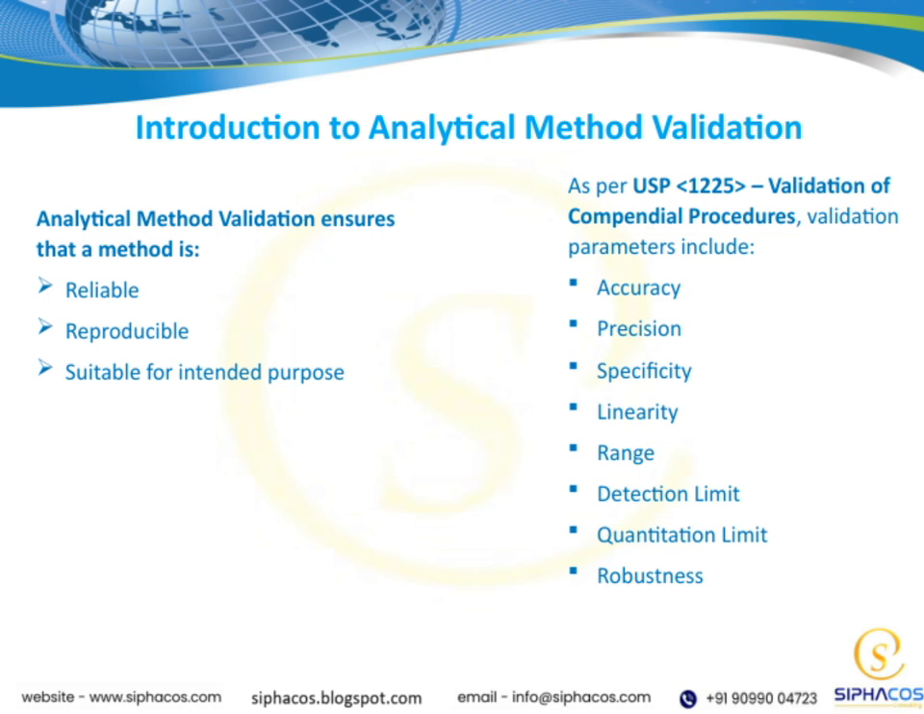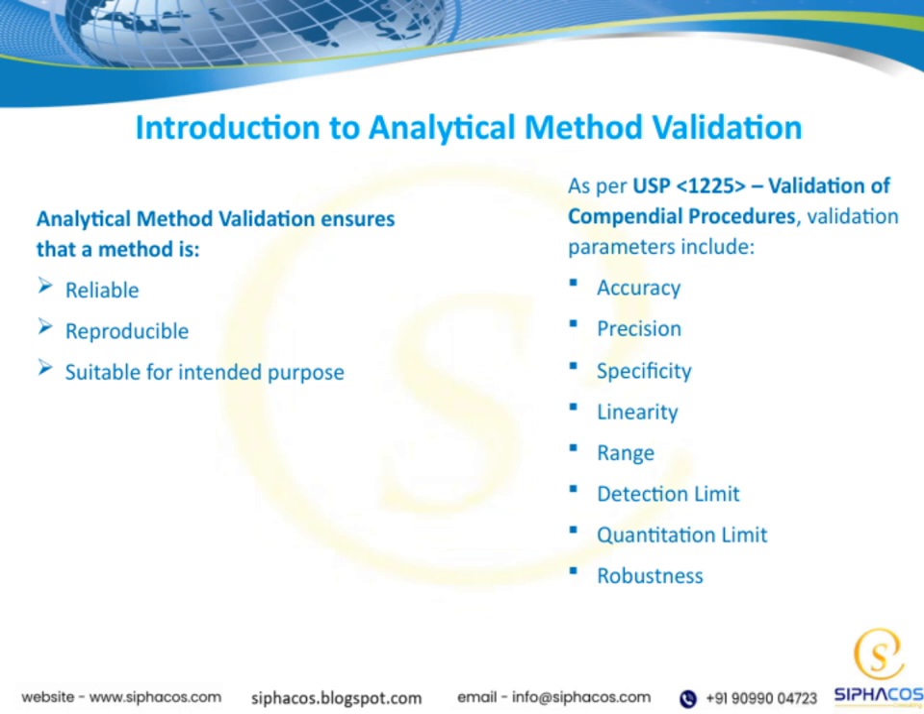Precision, or reproducibility, helps ensure our method produces consistent results under the same conditions. Specificity is about the method's ability to measure the analyte of interest accurately without interference from other components. Linearity confirms that our response is proportional to the concentration over a specified range. Range defines the interval between the upper and lower levels of analyte that the method can accurately measure.